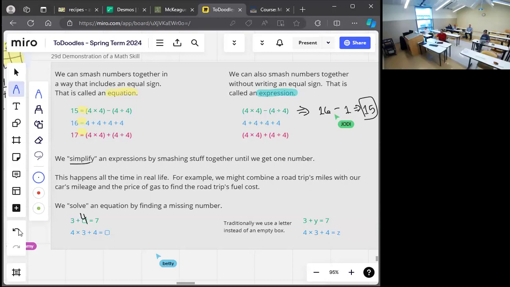So do you see how they are different games? One of them is smashing things together. And if there's an equal sign, it's because you write the equal sign, which you're allowed to do. Instead of arrows, I could write equal signs to mean next step. The other one starts with an equal sign, there it is, and I have to find the missing thing.